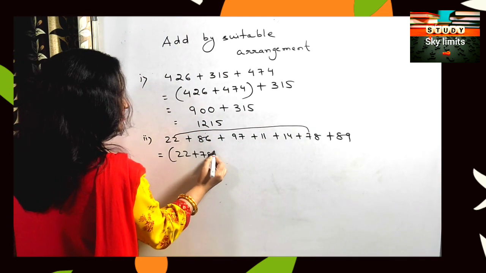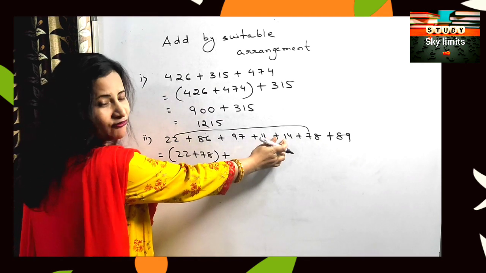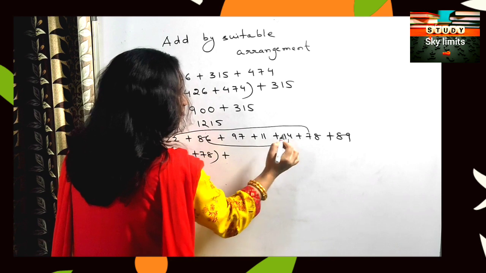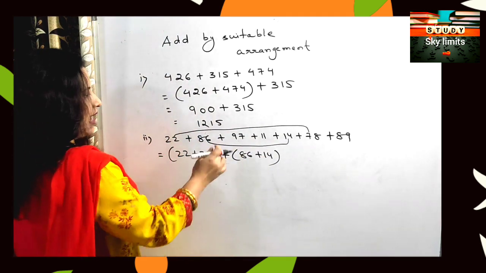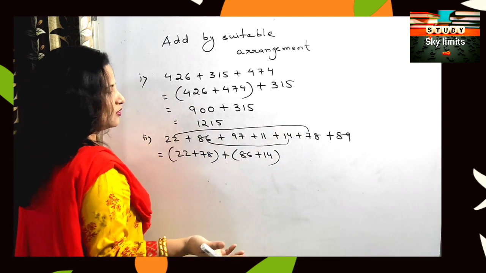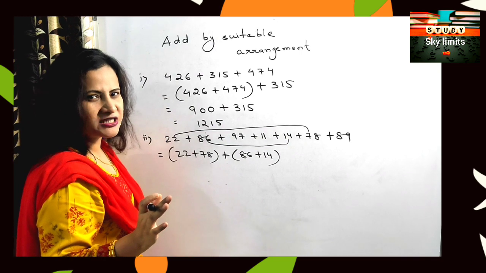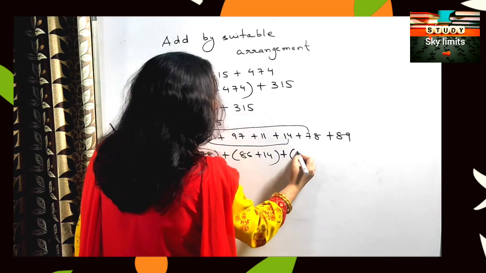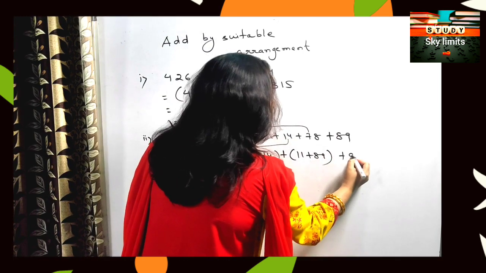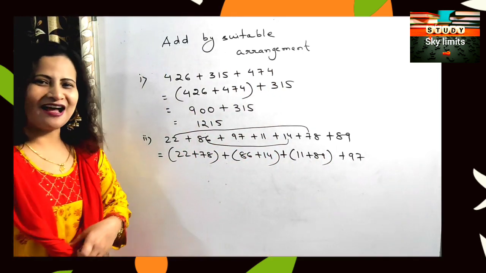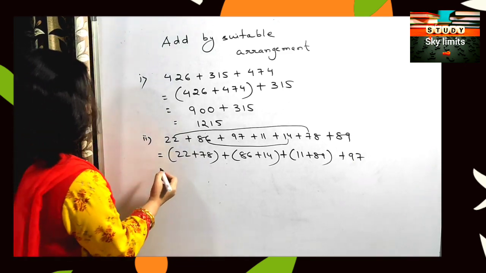22 plus 78 plus 86 plus something having 4. Yes, 14. 86 with 14. Now, have I got something with 3? No, I haven't got. But I have got these two. 11 plus 89 will also give me 0 at the ones place. So let me pair it. And 97 is left out. We can write 97 as extra. Clear? Now what we have done? We have grouped the numbers together. Okay? Now let's add it.